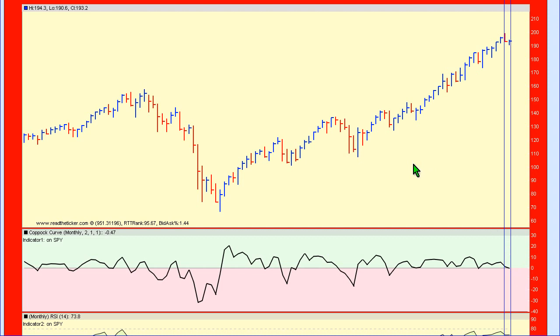I'll be looking for little patterns in my favorite Wyckoff charts. I'll be looking for my market leaders, my relative strength stocks. I'll be looking forward to taking advantage of that.